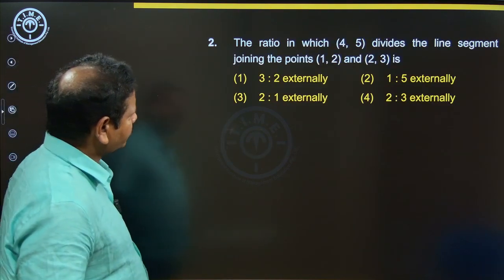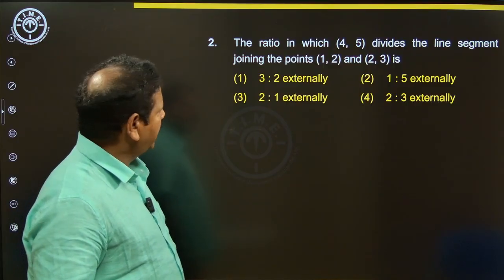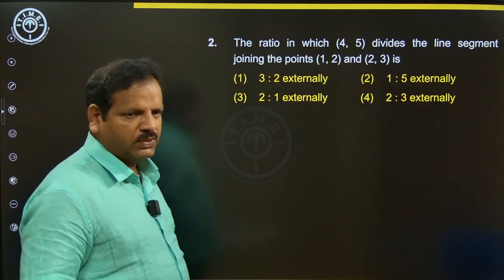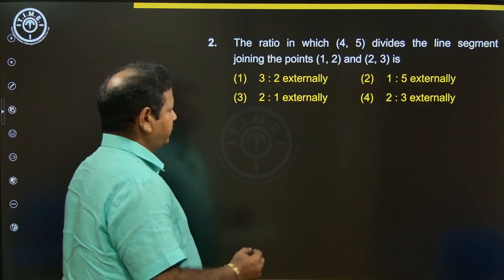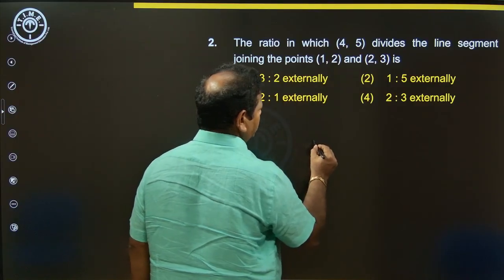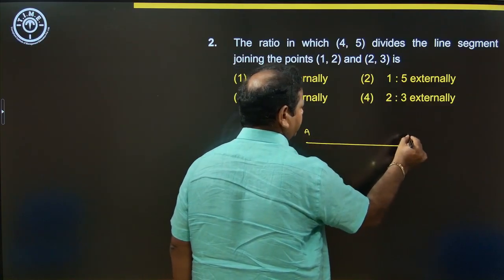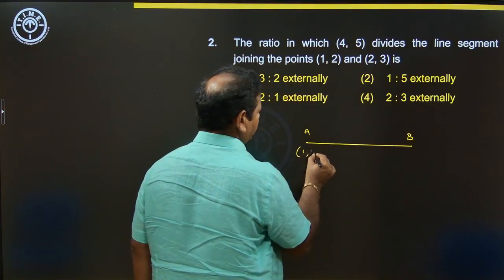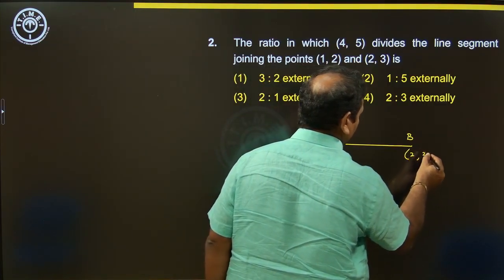Next question. The ratio in which (4, 5) divides the line segment joining the points (1, 2) and (2, 3). AB is a line segment where A is (1, 2), B is (2, 3).